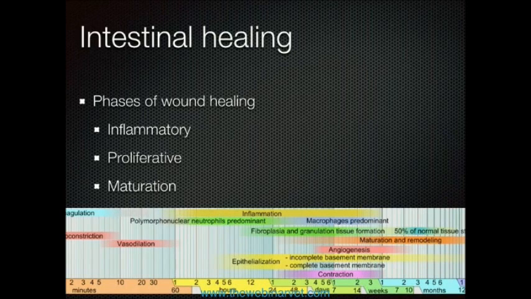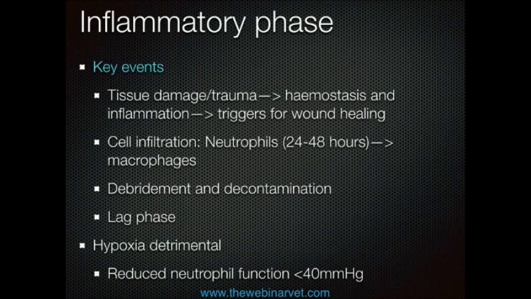Just to review the different phases of wound healing, in the inflammatory phase, the key events we see are tissue damage and trauma. Ultimately that leads to hemostasis and inflammation, and all those cytokines that are released at that time start to trigger the start of wound healing.